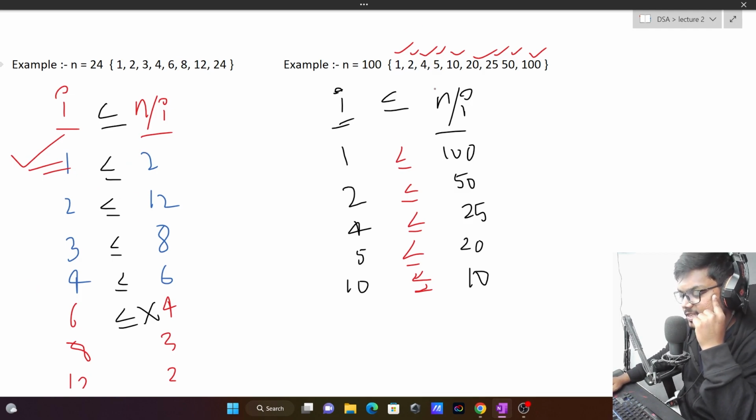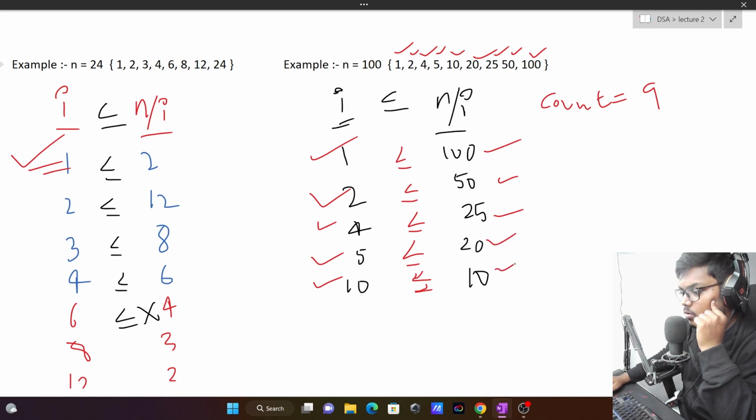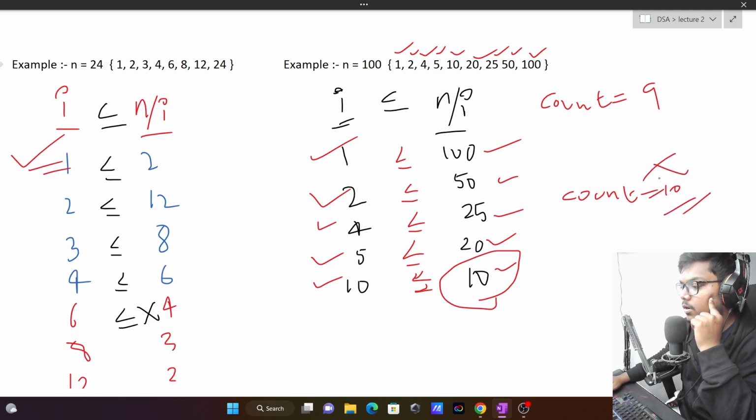But for this case, are we getting the right answer? What is the count of factors? Here, how many factors are there? 9, right? So we should check here. 1, 2, 3, 4, 5, 6, 7, 8, 9. Oh, 10. There is one extra element. Then my count will be 10, right? Is it a correct solution? No, it is not a right solution.